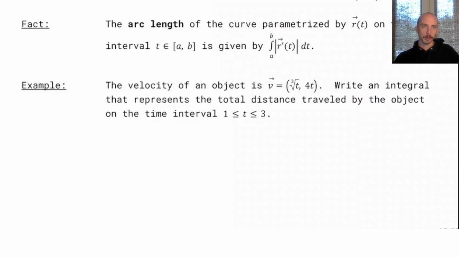Alright, so for example, the velocity of an object is v equals cube root of t and 4t. Write an integral that represents the total distance traveled by the object on the time interval 1 to 3. Alright, so we've got the velocity vector. This will be really easy.